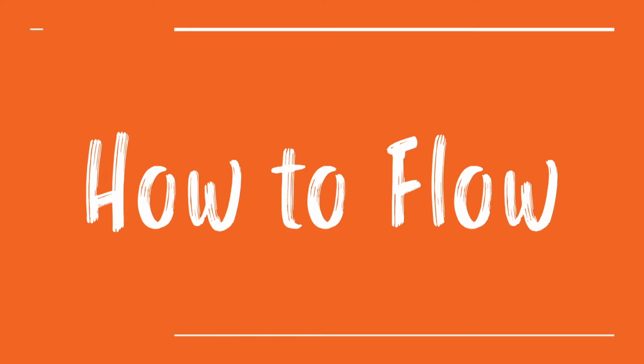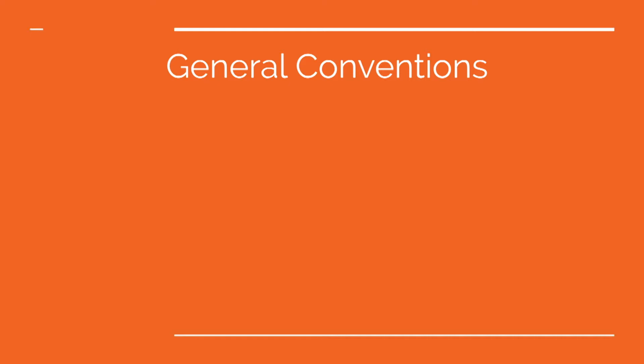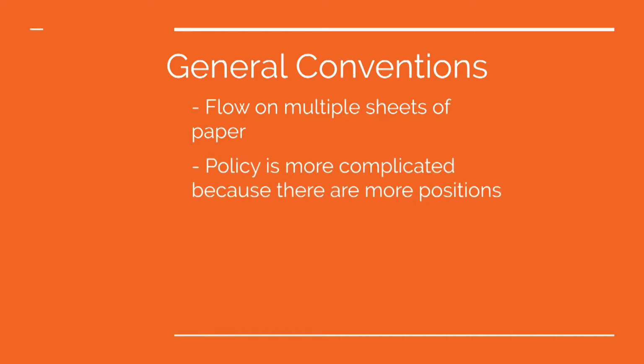But next, I think it's important to discuss how we flow. Now, there are some important conventions within policy debate about how we organize our flows before we even talk about what we're writing down. So in policy, you flow on many sheets of paper. In other events, you may be used to flowing the affirmative case on one sheet and the negative case on another sheet. But within policy, it's a little bit more complicated since there are more positions.